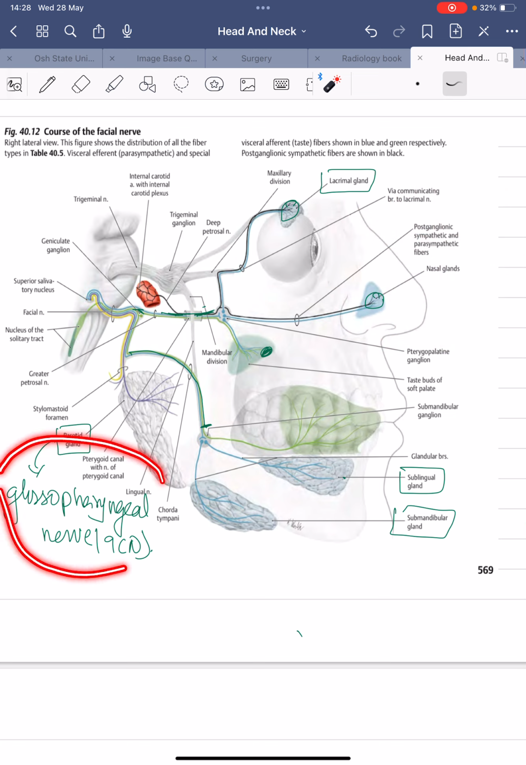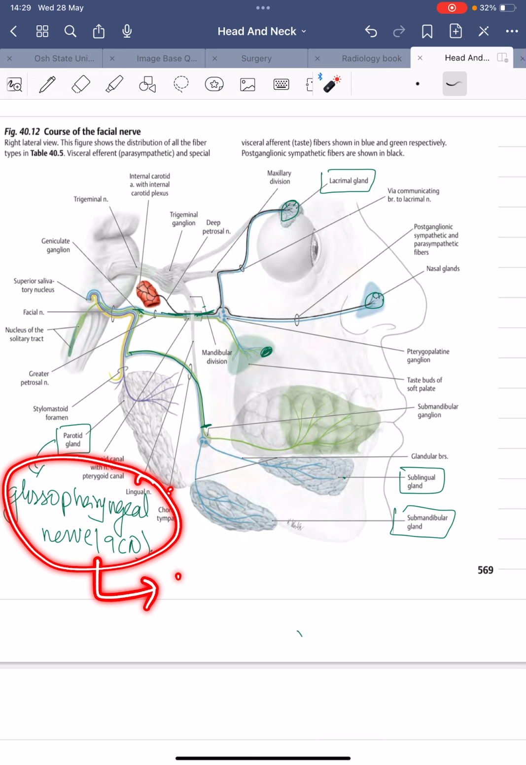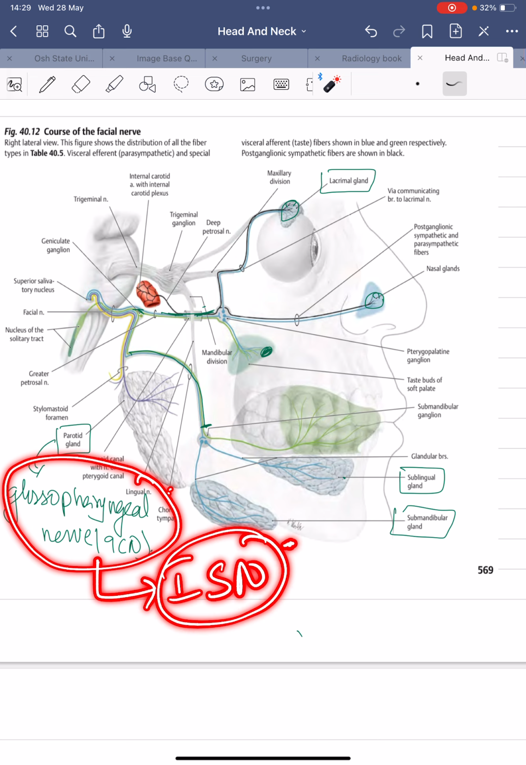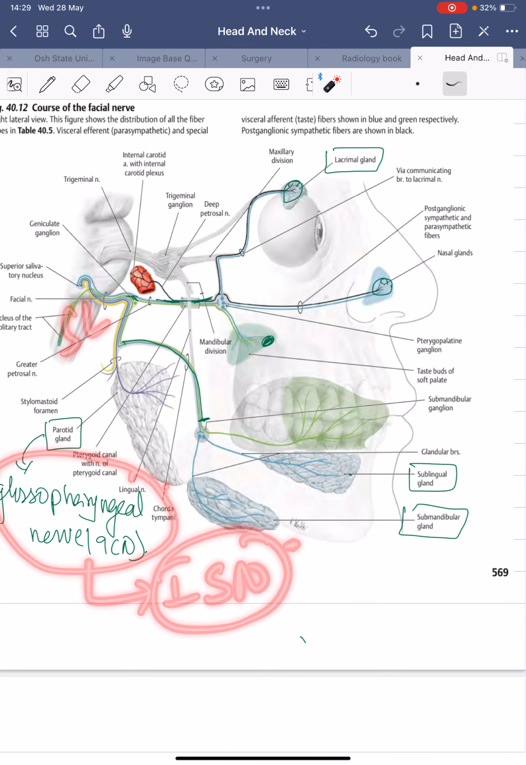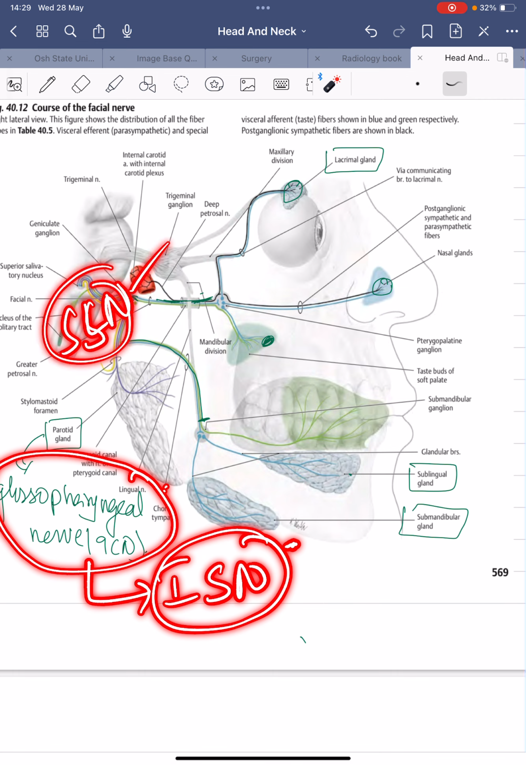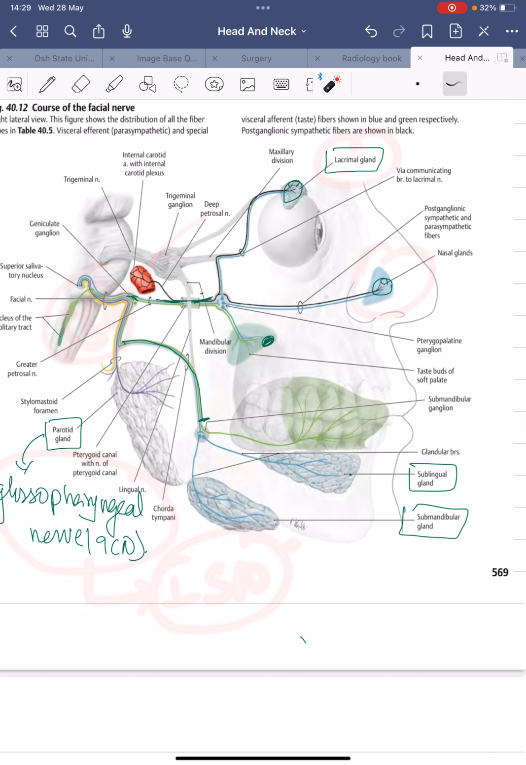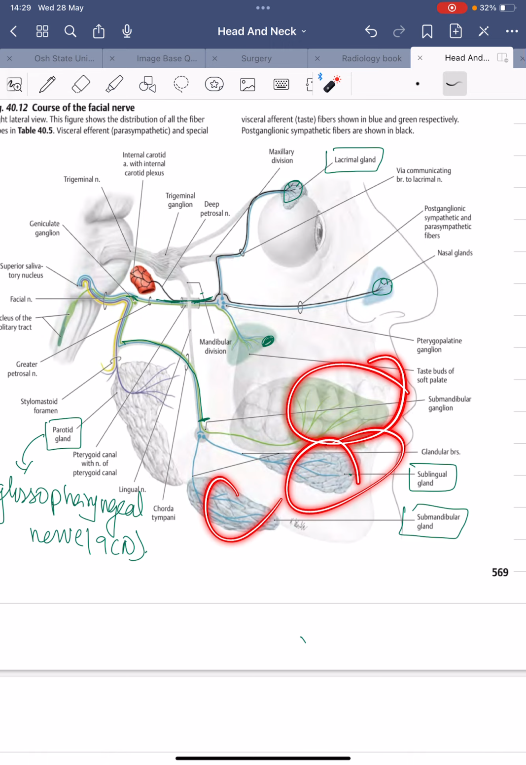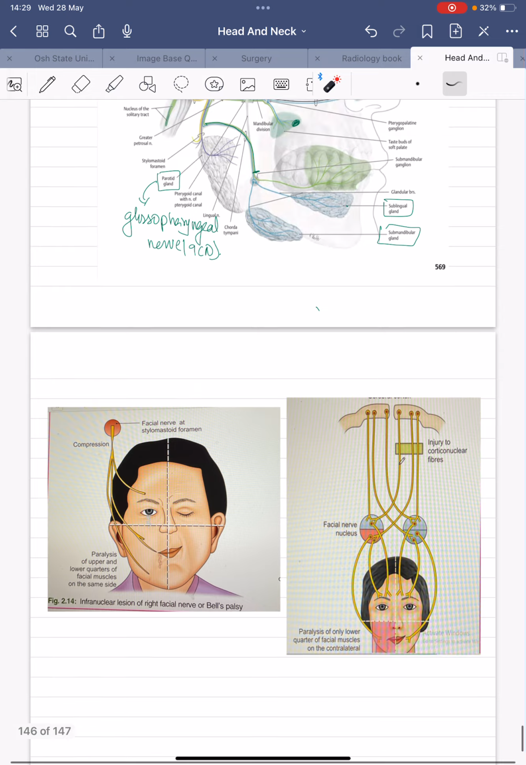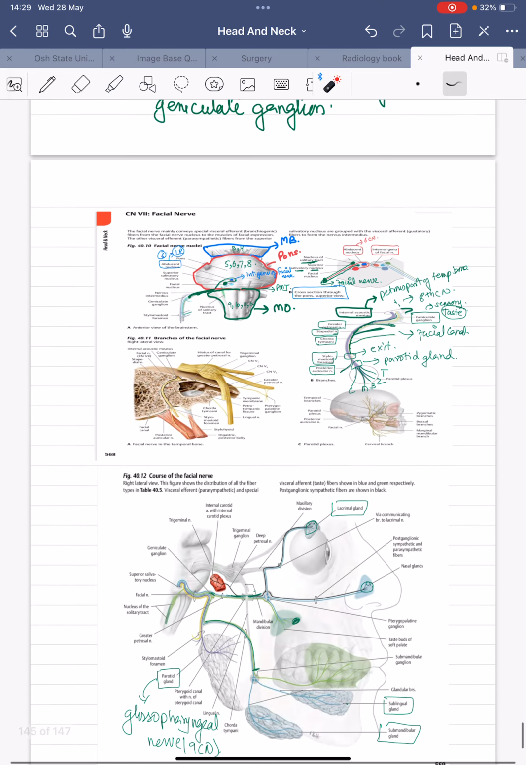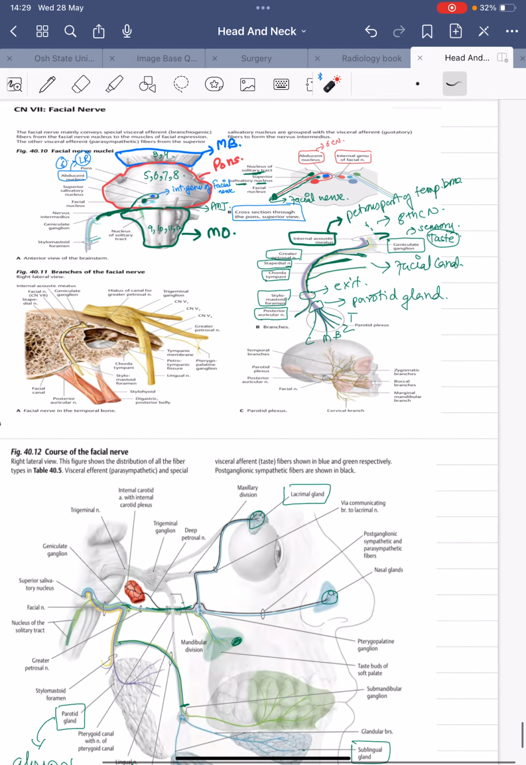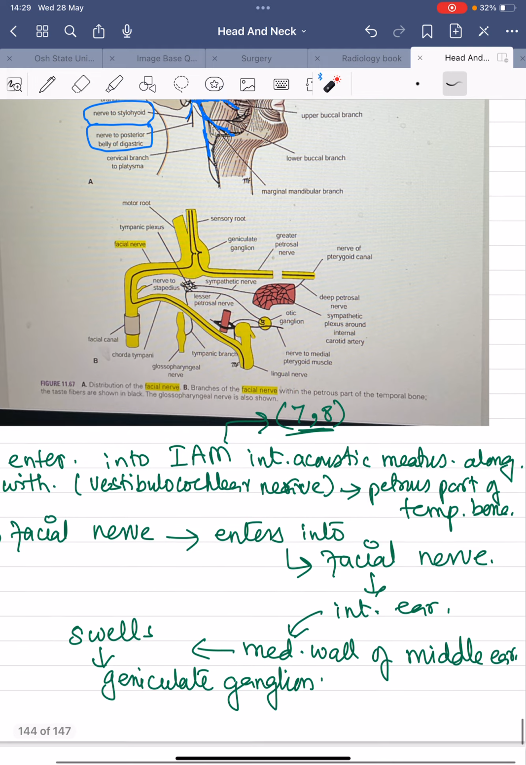Only one gland which is not controlled by the facial nerve is controlled by the glossopharyngeal nerve. It is controlled by your inferior salivatory nuclei, and all others are by superior salivatory nuclei. Lacrimal, nasal, submandibular, sublingual, all are controlled by your facial nerve. Okay, so this is your lecture of the facial nerve, submandibular ganglion, sublingual ganglion.